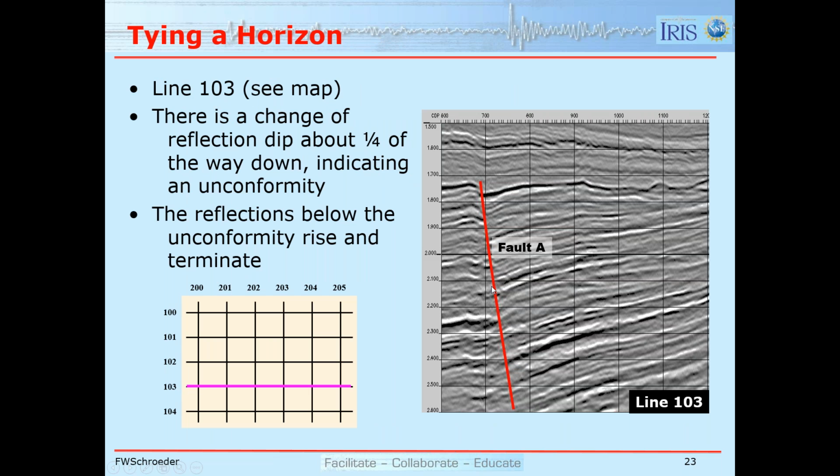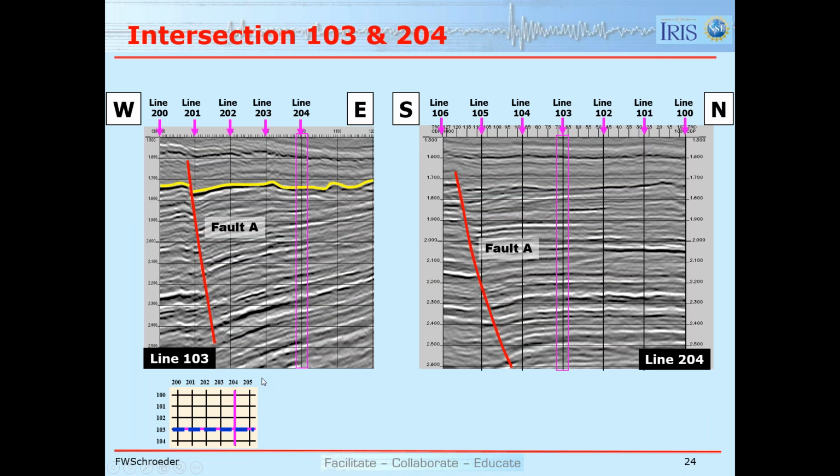We'll start with line 103, west to east. Here's the fault. There is a major unconformity about a quarter of the way down. You can see above the yellow line, things are fairly horizontal. Below the yellow line, things are dipping up to the right. And so there was a deposition of the older material. Then the faults moved. We had some tilting and then some erosion. And then we had post-fault movement deposition of the material above it.